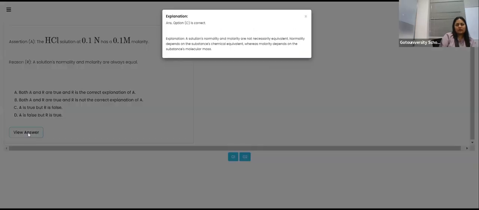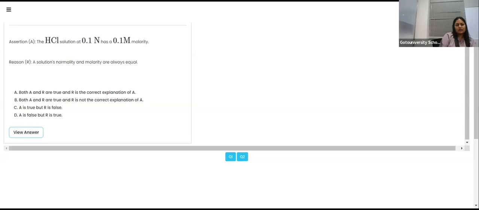So what will be the answer? Yes, option C is correct. We can say the assertion is true, but the reason is false. They are not always equal. Why? Because normality is twice the molarity.